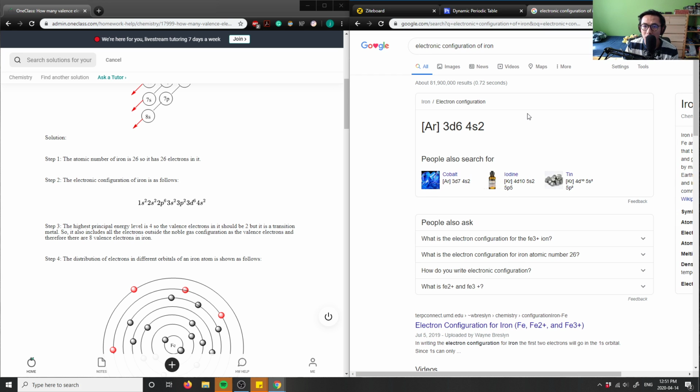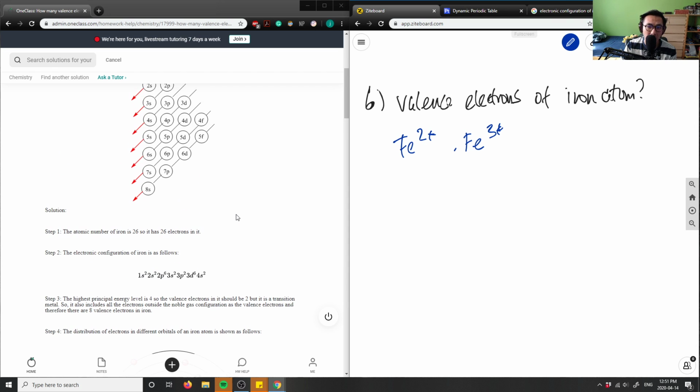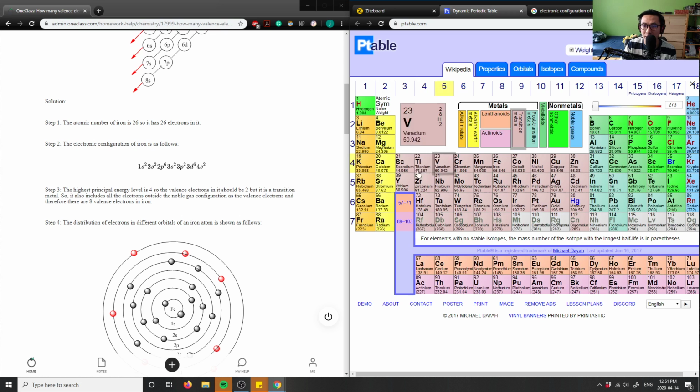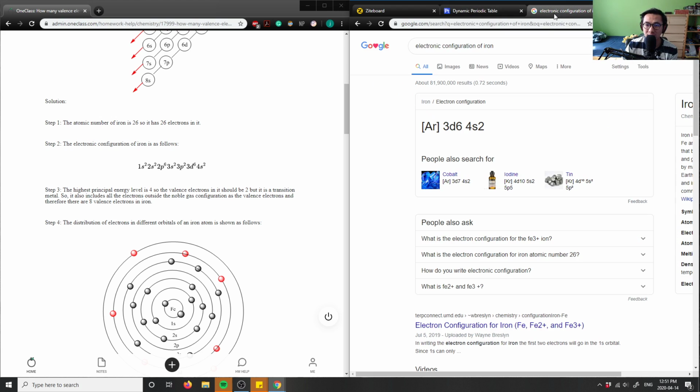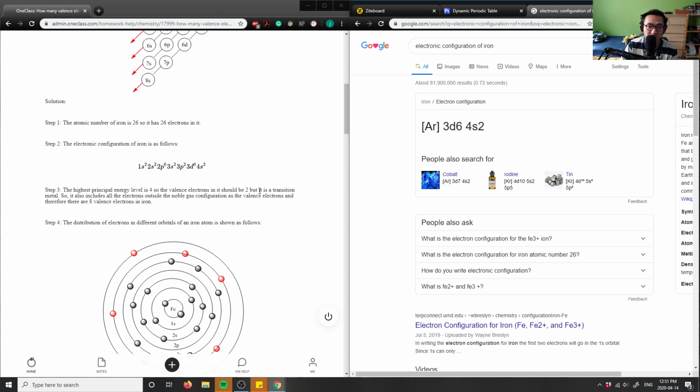Let me search the electron configuration of iron. Oh, well, it really depends on the charge here, because I don't know if it's Fe2+ or 3+. If it's just iron, I'm going to say it's simply Fe. Because I don't know what the charge of Fe is here, I'm going to assume it has the same electron configuration as this calcium here, with 4s2. So that's what the electron configuration is, 4s2 here.